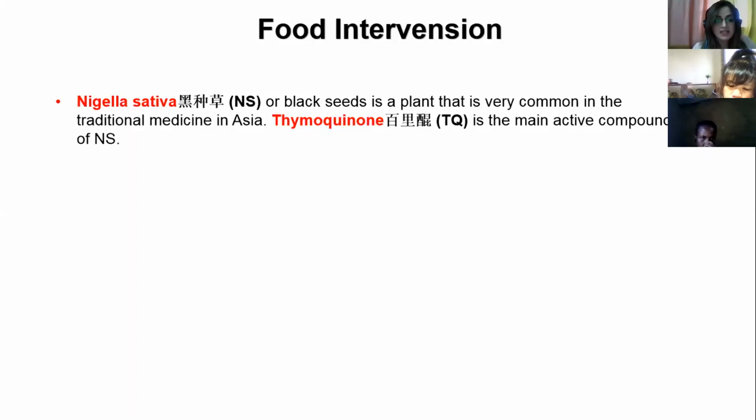The essential impact of this quinone is its antioxidant effect. It's widely studied and proved for its benefits and clinical use in metabolic syndromes like diabetes and obesity. And a lot of these actions are through the activating of the AMPK pathway.